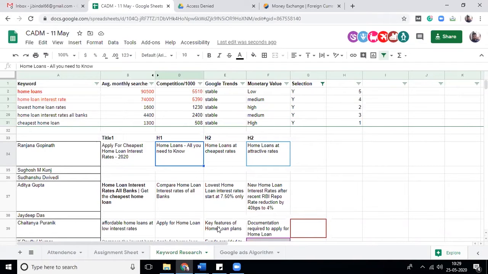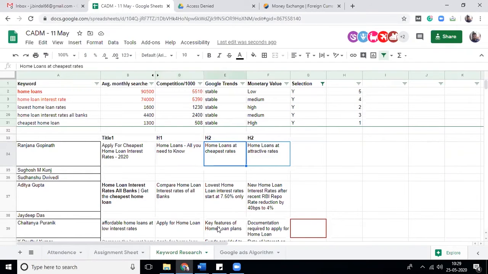All you need to know about home loan features. You can write home loan hyphen features, specifications, comparison of all banks. So that heading itself covers a lot of things. H1 defines what it is. The second heading could be comparison of all banks, comparison of interest rate of all banks, home loans.